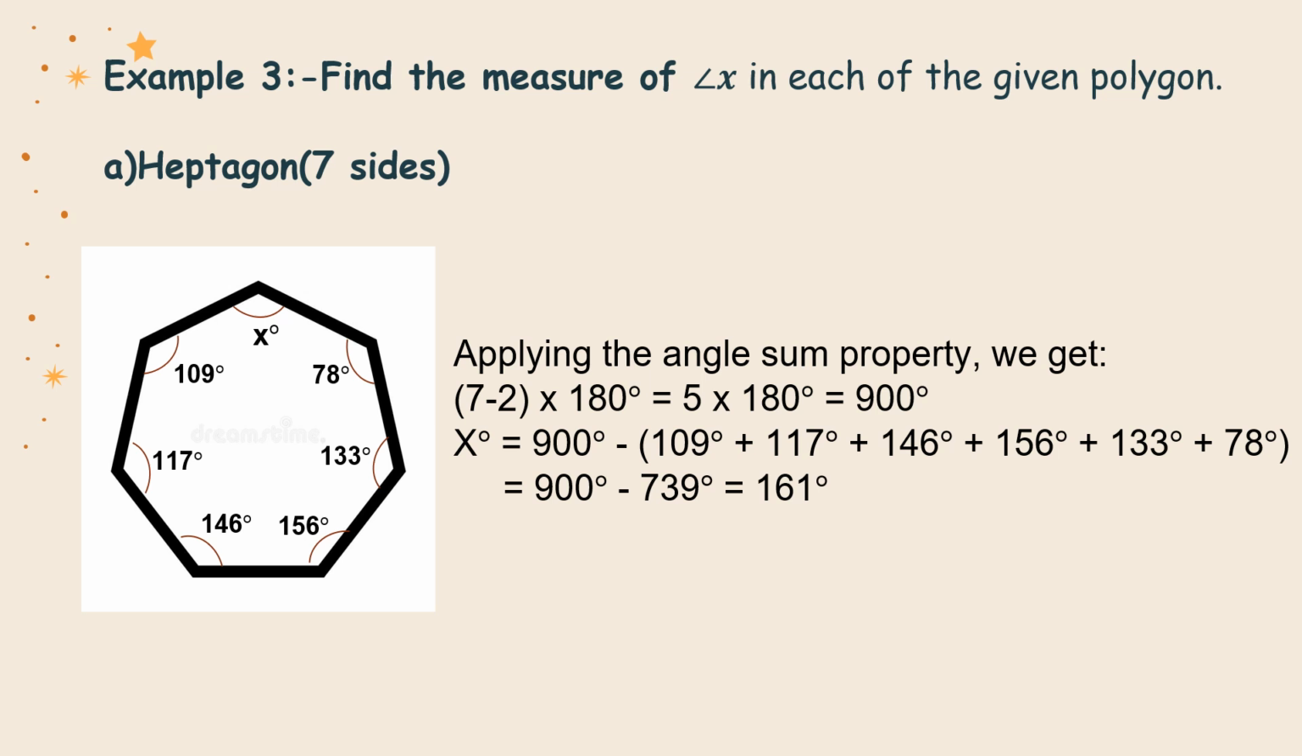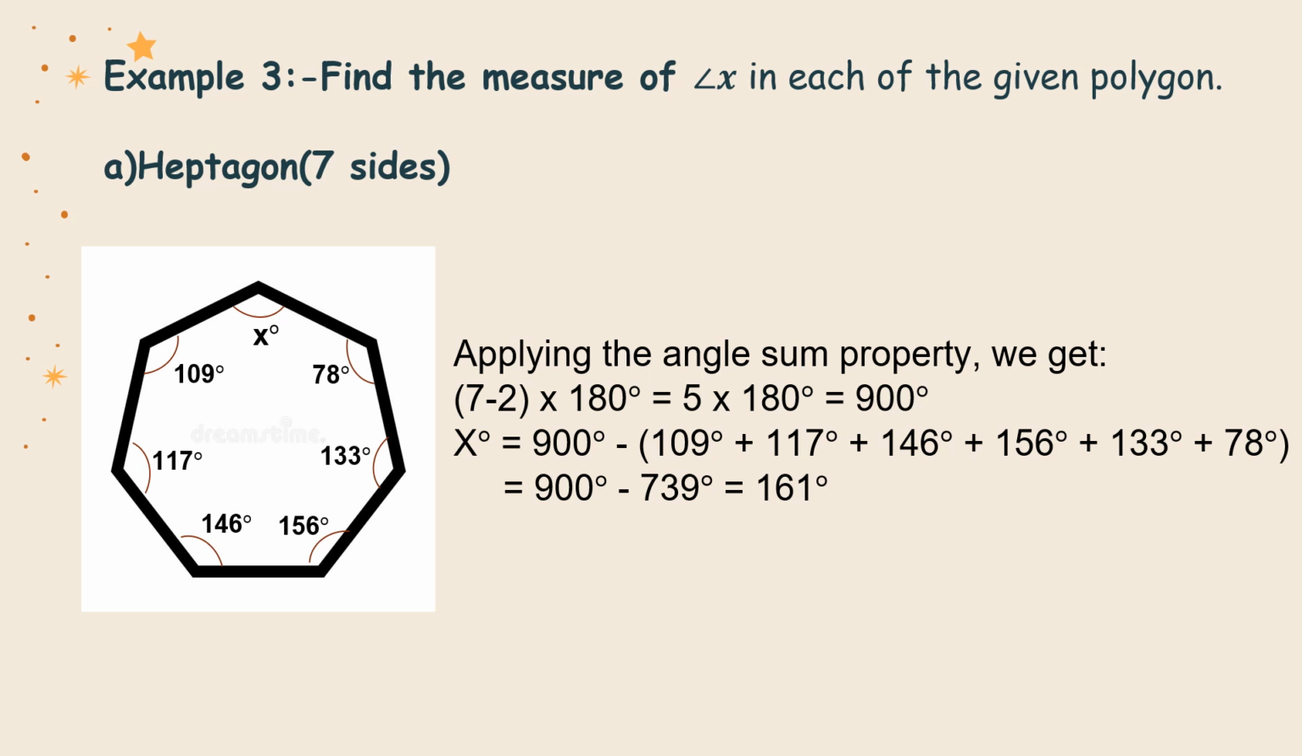Now bring your x this side. So 900 minus the sum of the other angles, right? So I had told you that property, right? We can use this angle sum property in order to find the measure of the missing angle in the polygon when all the other measures of the angles have been given. So we are using the same property here.